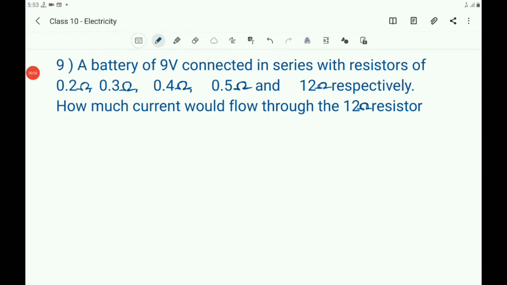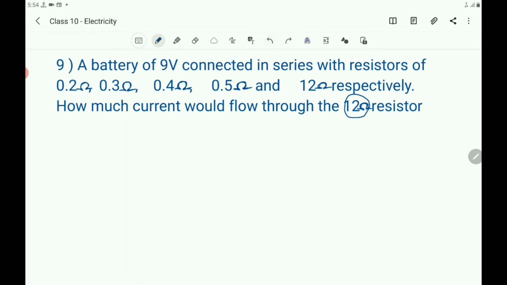Now the ninth question. A battery of 9 volt is connected in series with resistors of 0.2 ohm, 0.3 ohm, 0.4 ohm, 0.5 ohm and 12 ohm respectively. How much current would flow through the 12 ohm resistor? We have to find the amount of current flowing through the 12 ohm resistor, and it is given that there are 1, 2, 3, 4, 5 resistors which are connected in series.